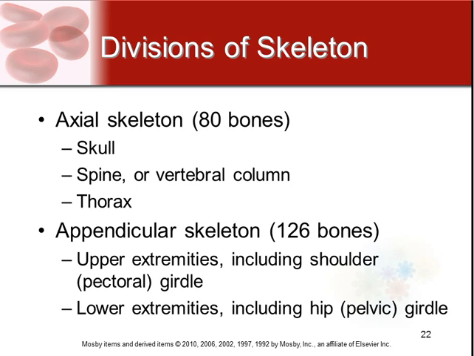And then you have your appendicular skeleton. It contains even more bones, 126 bones. That's because you have a whole lot of little bones in your hands and feet.